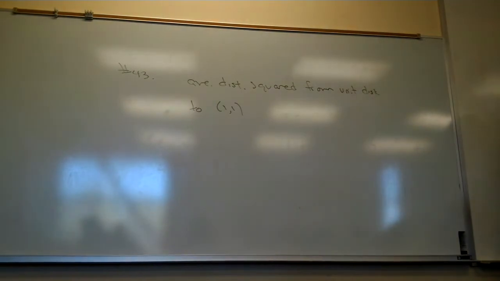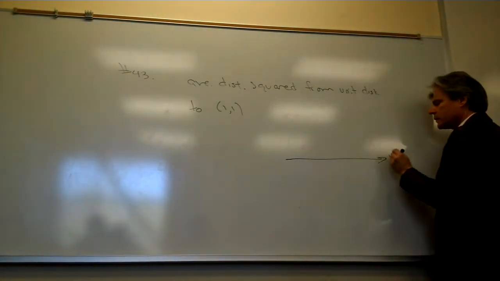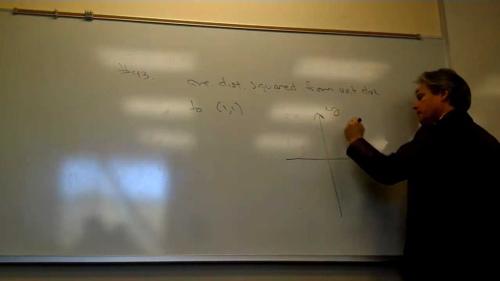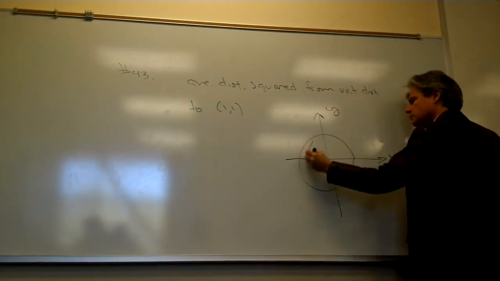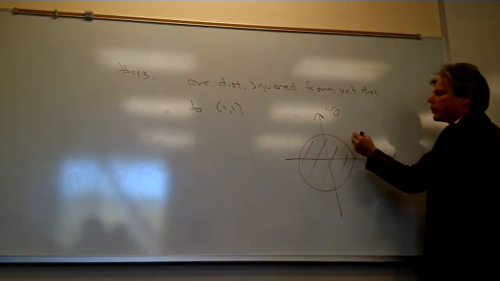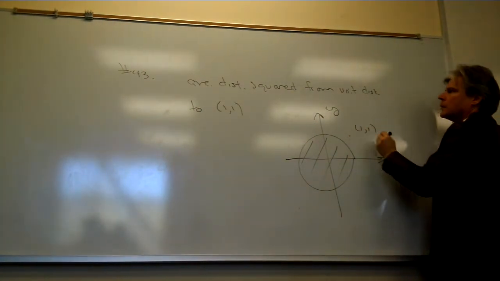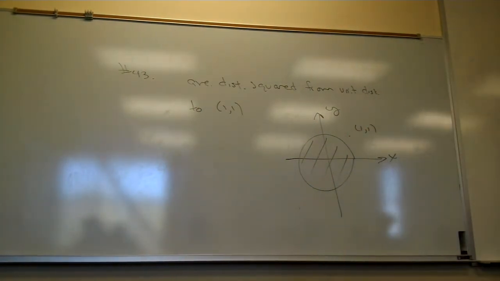So you guys, I'm sorry for being clunky writing this down. The author is asking us to find the average distance squared from the unit disk to the point (1, 1). Pictorially speaking, here's my unit disk, and here's a point (1, 1). Wait, the unit disk doesn't go out to 1.